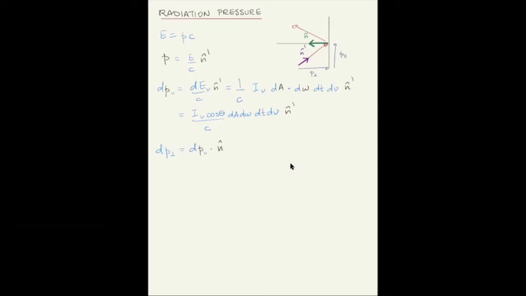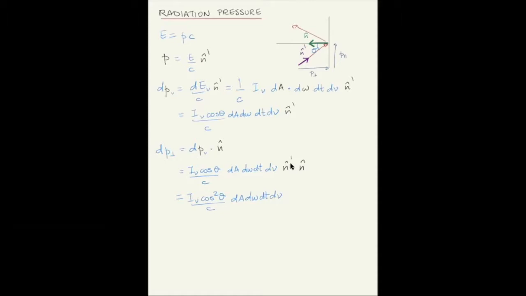Substituting the expression for the differential of the pressure, the angle between them is the same angle as the angle between the radiation beam and the normal to the area, which is the same angle theta between the area differential and the solid angle differential. So we end up with the square of the cosine.